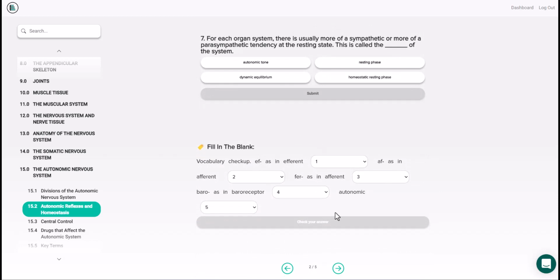And that brings us to the end of this relatively short discussion on the autonomic nervous system. Don't worry about 15.3 or 15.4.